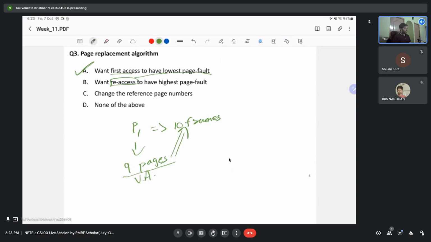Now if you just have 8 frames, and these 9 pages you're actively using, then among these 9 pages you should find out the most frequently used 7 or 8 pages and keep them always in the main memory, and swap out one page using some sort of replacement algorithm. So the main aim is to have the first access as well as the other recurring accesses have the lowest page fault always. That's the main aim of your page replacement algorithm.